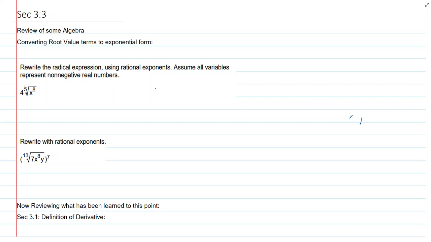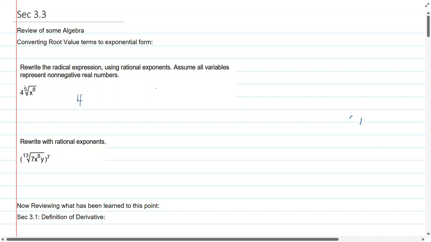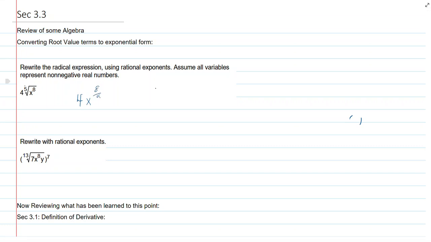So first off, we're going to start with converting root values in terms of exponentials, and that's to understand that we can change any index to a fraction. So in this case, the 4 is a multiplier, and then we have x to the 8 divided by 5 because this guy is an index. Is everybody comfortable with that?